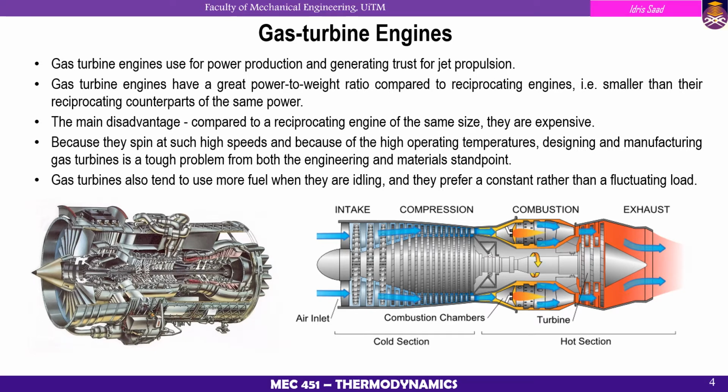You may refer to the subject of mechanics of materials to find out the materials that can withstand high temperature. Another disadvantage of the gas turbine engine is that it tends to use more fuel when idling, and it prefers a constant rather than a fluctuating load. What is meant by the idling condition is if we just start the gas turbine engine and let it run without loading, like when we start our car to warm it up.